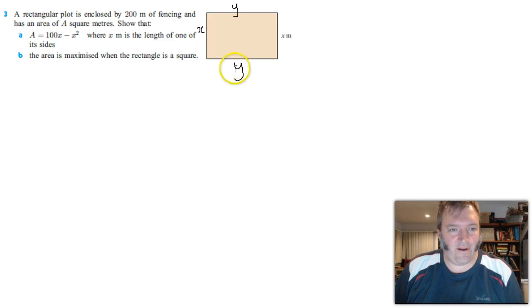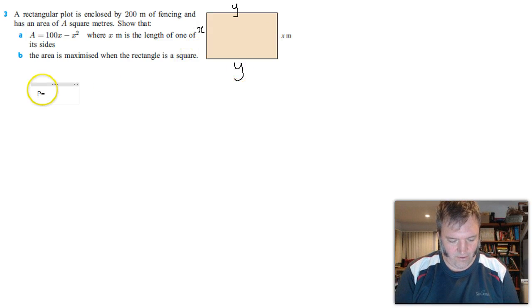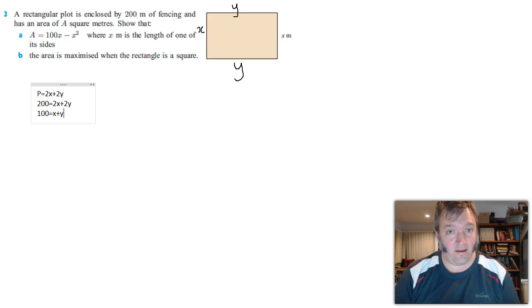Well, let's call the other side y. And right now I've got an equation for the perimeter, which would equal 2x plus 2y. That should be easy enough. Now we know the perimeter is 200. So 200 is going to equal 2x plus 2y. You can see 2 is a common factor of every side. Let's simplify that a little bit. 100 is going to equal x plus y.